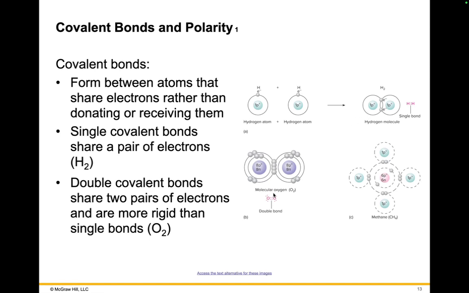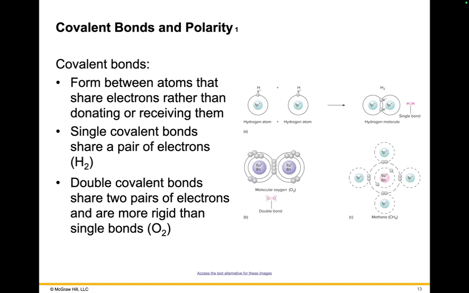In a double covalent bond, this looks like oxygen. It has 1, 2, 3, 4, 5, 6 valence electrons, and it needs 8 to be stable. So it will share 2 of its valence electrons with the other oxygen atom, and they'll become a molecule of oxygen, a stable molecule. This is what you breathe, right?